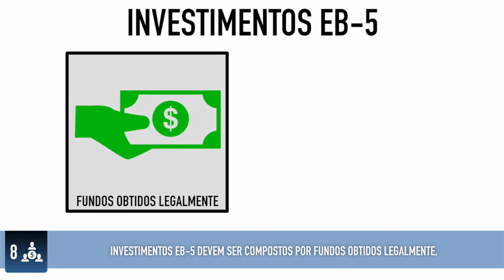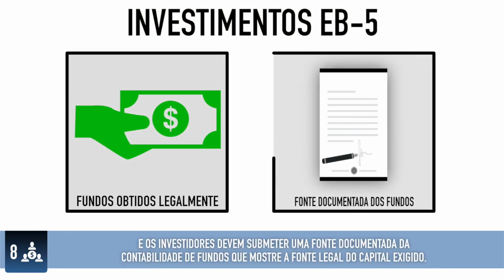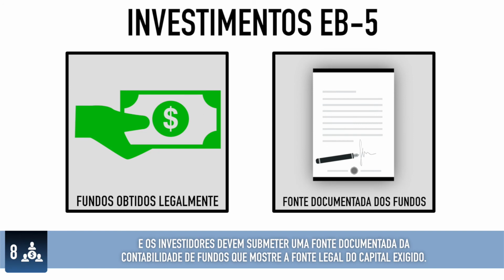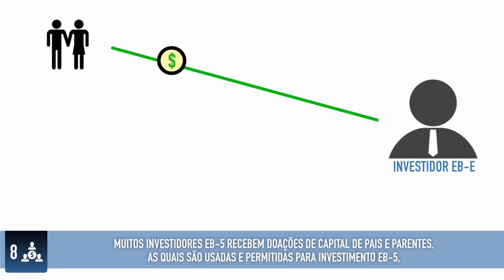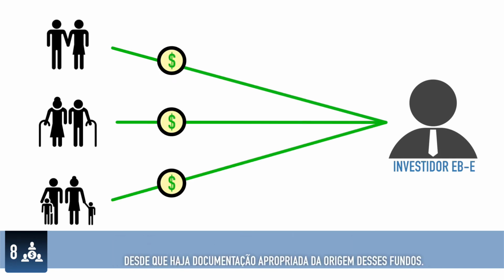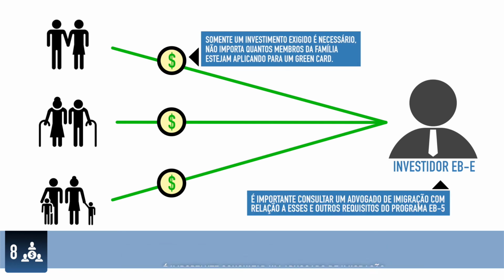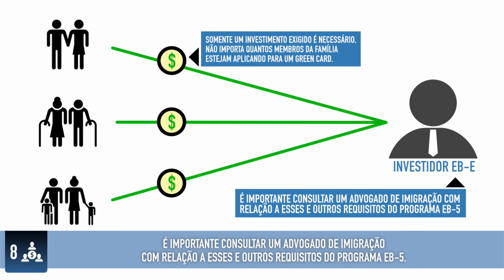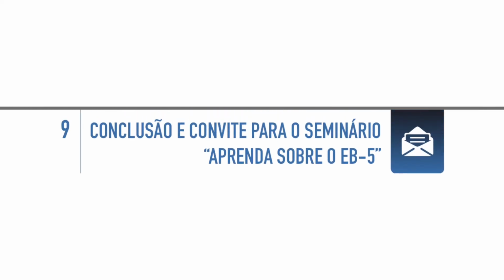EB5 investments must be comprised of legally obtained funds, and investors must submit a documented source of funds accounting that shows the lawful source of the required capital. Many EB5 investors receive capital gifts from parents and relatives used for EB5 investment, which are allowed provided there is proper documentation of where these funds originated. It is important for an investor to consult an immigration attorney regarding these requirements and other requirements under the EB5 program.